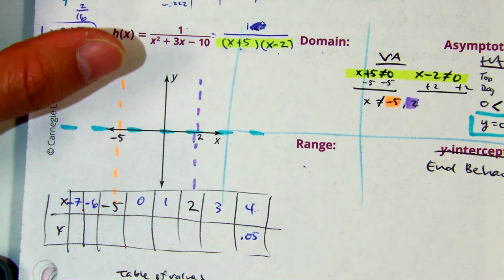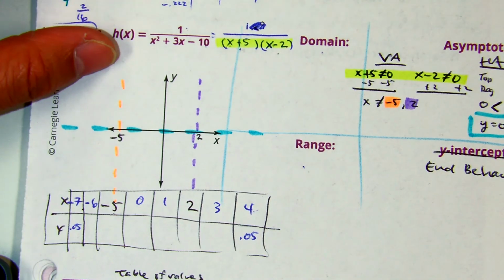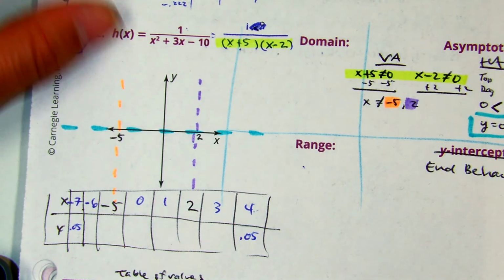The answer is 0.05. Okay? So that's how you would do that by hand.